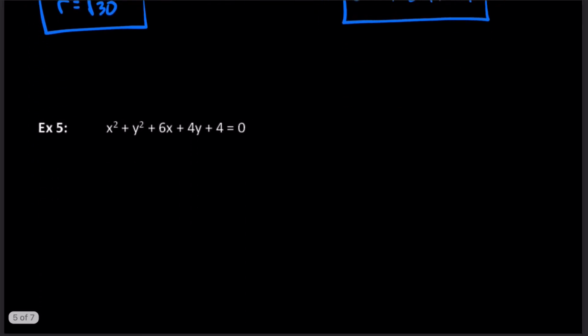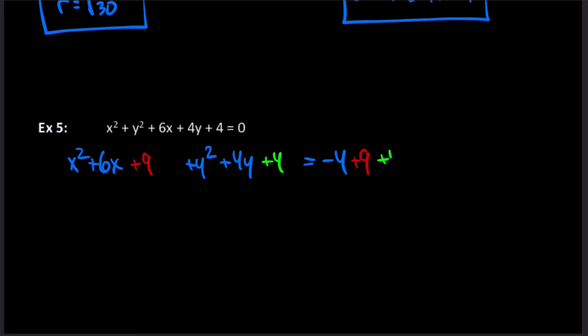Okay, I'm going to do one more. If you're good with that process, you can skip ahead to the next example. I'm just going to go through one more time here for those of you that might need a little bit more repetition. Group your x's, group your y's, and subtract 4 to the other side. Complete the square on the x's. Half of 6 is 3. 3 squared is 9. Make sure you add it on both sides. Complete the square on the y's. Half of 4 is 2. 2 squared is 4. Add it to both sides.